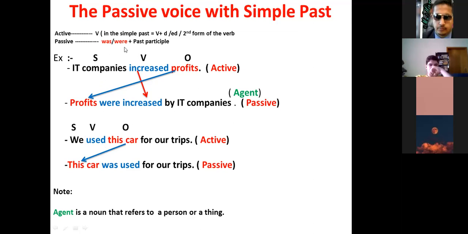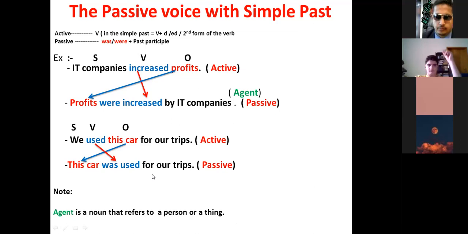Was or were plus the past participle, according to the object. It's singular, so we use was, and the past participle used. So we say: this car was used for our trips. As we remember, the agent is a noun that refers to a person or a thing, the doer of the action. We are taking it again just for reviewing.